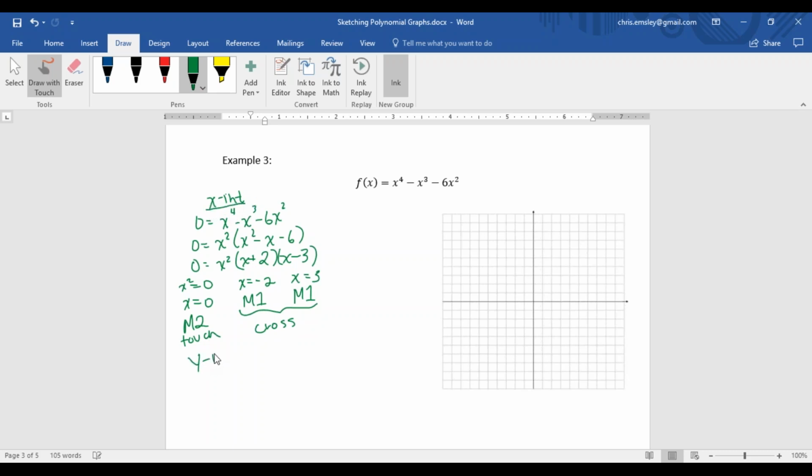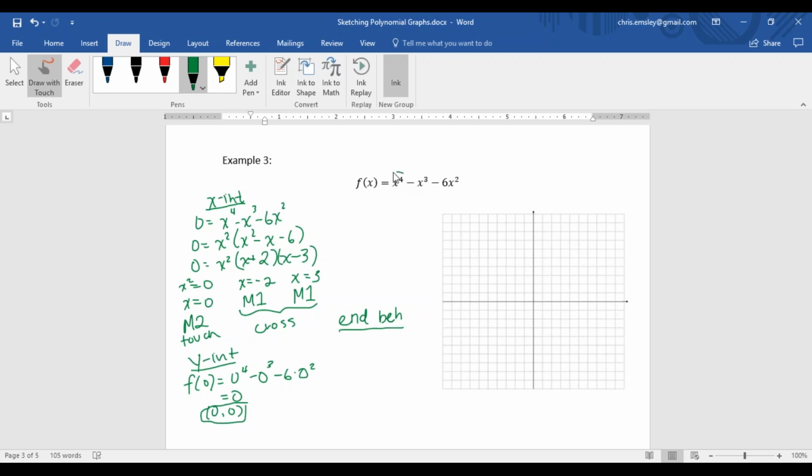So then let's get our y-intercept. Put 0 in for x. So we get 0 to the 4th minus 0 to the 3rd minus 6 times 0 squared, which all works out to just be 0. So that's our y-intercept, (0, 0). And then finally, we want to talk about our end behavior.